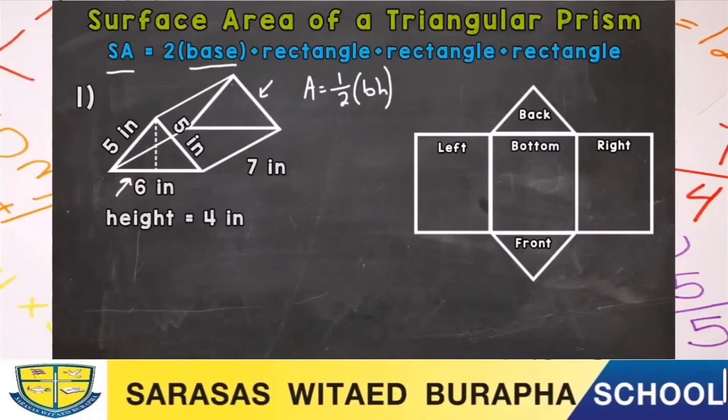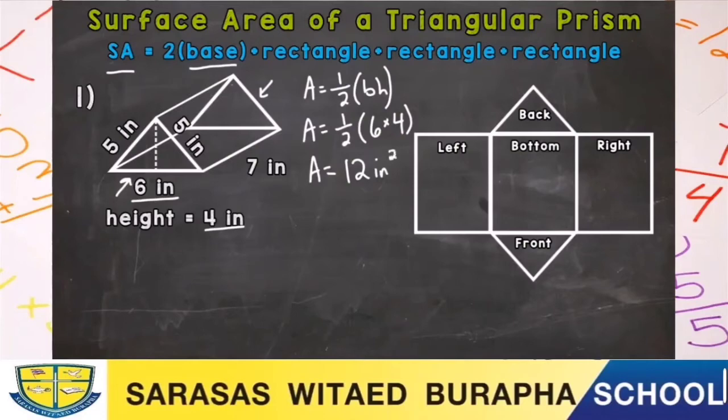So let's plug in now. 1/2 times the base, which is 6, times the height, which is that dashed line, and the height is 4 inches. So let's solve. 6 times 4 is 24, times 1/2 is 12. So we have 12 square inches there, and we multiply that by 2 again because we have 2 bases and they are the exact same size and shape.